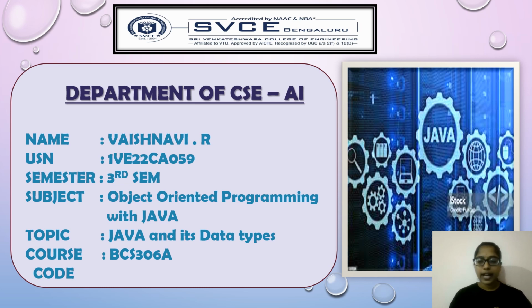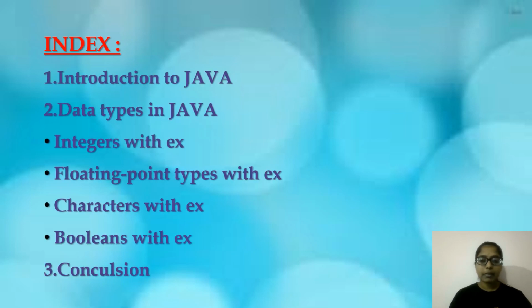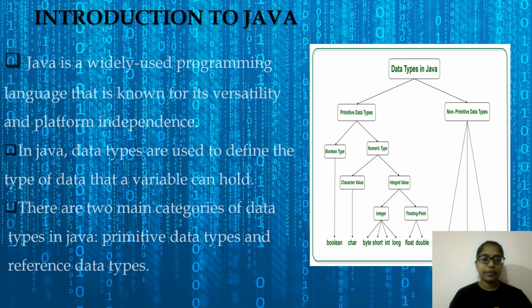Today in this video, I will be discussing Java and its data types. Mainly, I will be discussing the introduction to Java and data types in Java: integers, floating type values, characters and booleans. I will be explaining all this with example programs, and lastly, I'll be concluding. Let us see the introduction to Java.